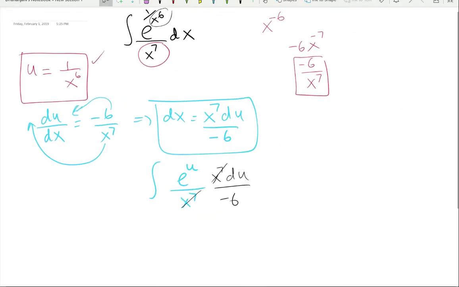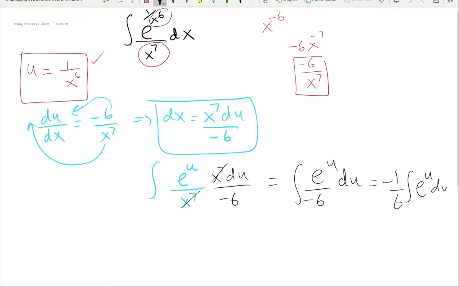All right, so where were we? So we cancel this out. So this is e to the u over negative 6, integrated with respect to u. We can take the negative 1 over 6 outside, e to the u du. If you integrate e to the u, what you get is e to the u plus c. So the answer is negative 1 over 6 e to the u, and u is 1 over x to the 6, plus c.